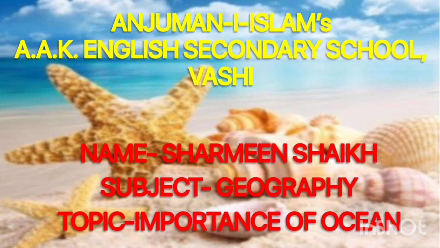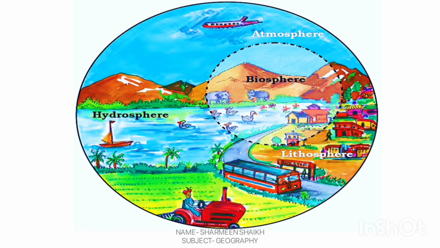Today I am going to teach you all the subject of geography and our topic is importance of ocean. So before I begin with our today's topic, let's talk about what our earth is made up of. Our earth is made up of three different spheres, that is the atmosphere, the lithosphere, the hydrosphere. These three spheres together mix up and make a biosphere.